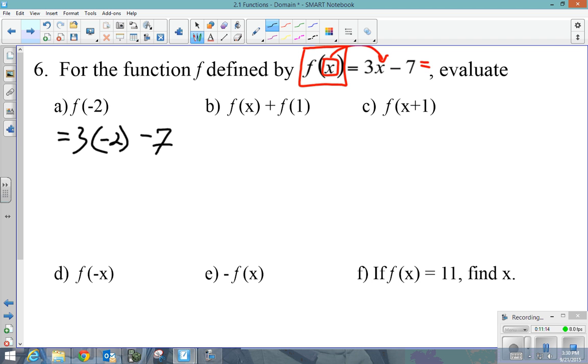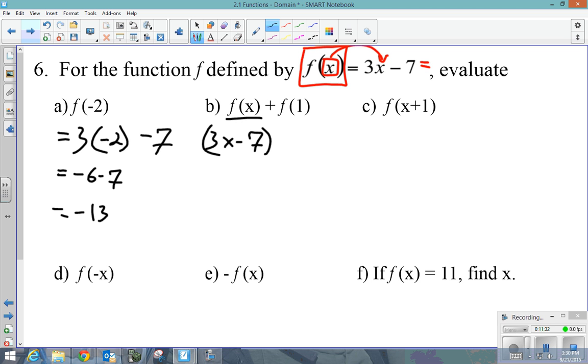I'm going to evaluate it for that function. So I get this is equal to -6 minus 7. That's equal to -13. All right, so if I want to do f of x plus f of 1, well, f of x, I can just substitute here is 3x minus 7.